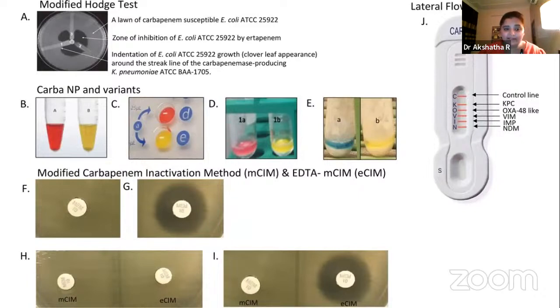It can be done by various methods. I'm not going into details of this. Apart from this, we have the Carba-R test, which is a GeneXpert based carbapenemase detection, or we have the Carba-5 test, which is a lateral flow immunoassay.